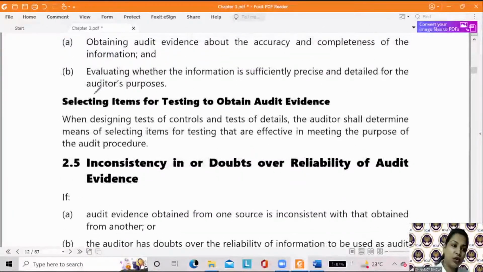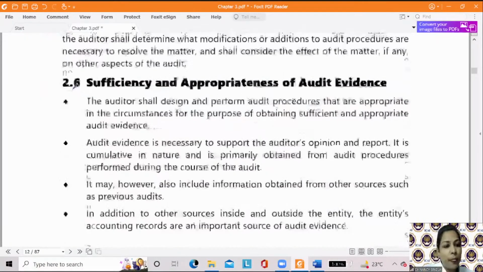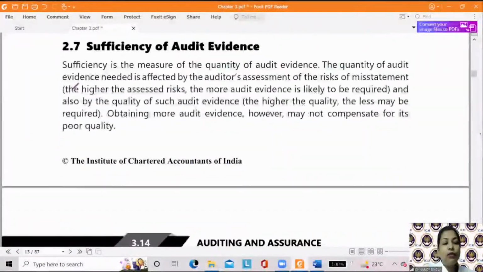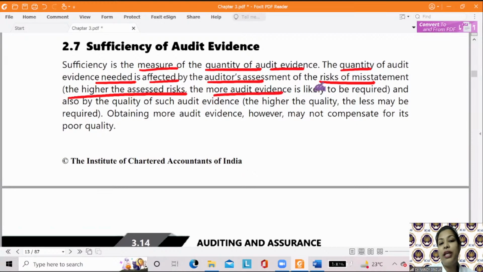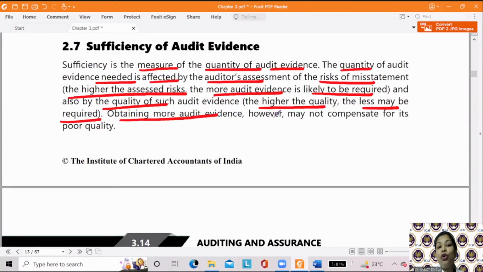So let us have a look at this from the module. Students, I have left this topic for now, and in fact this topic is covered in detail in your chapter number 7 when you will be doing SA 530 Audit Sampling. Sufficiency is the measure of quantity of audit evidence. The quantity of audit evidence needed is affected by the auditor's assessment of risk of material misstatement. The higher the assessed risk, the more audit evidence is likely to be required. And also by the quality. The higher the quality, the less audit evidence may be required. I gave you the example of what? FD, original FDRs. Obtaining more audit evidence, however, may not compensate for its poor quality.